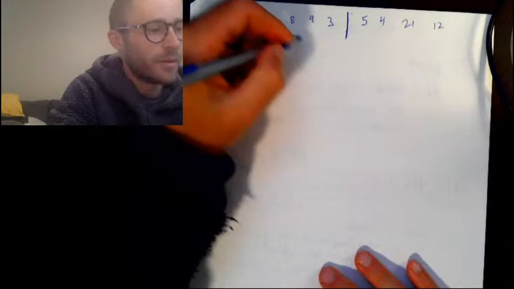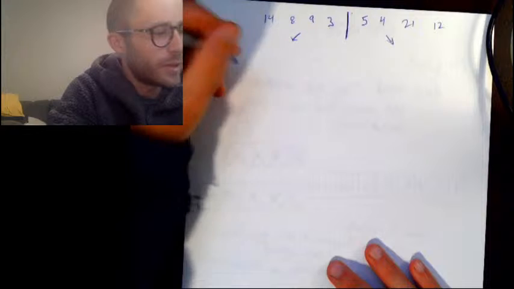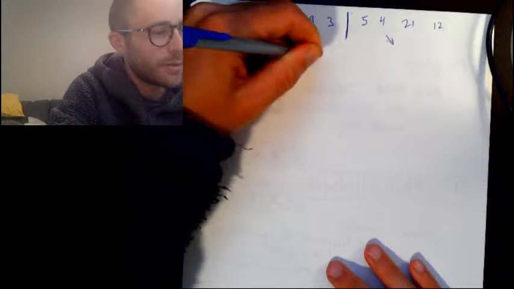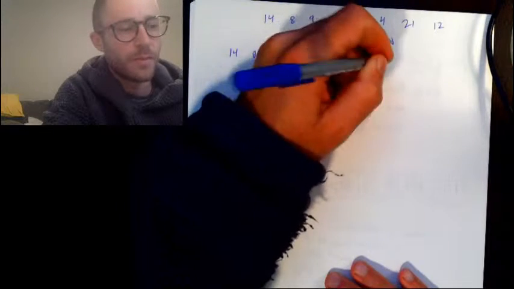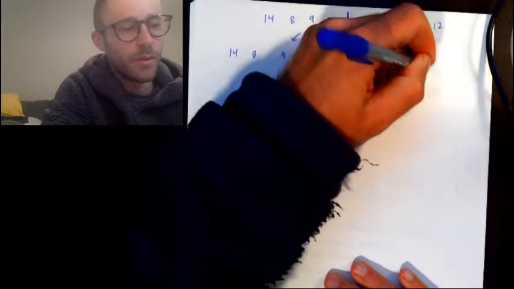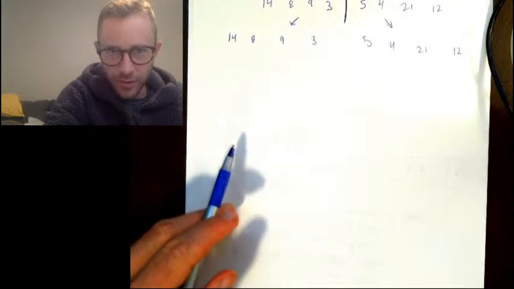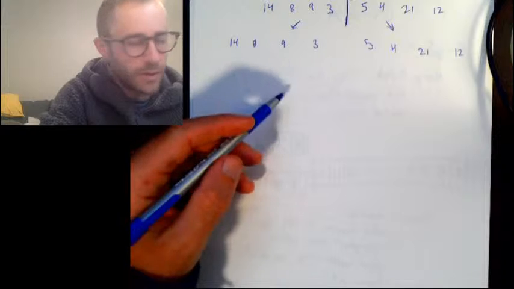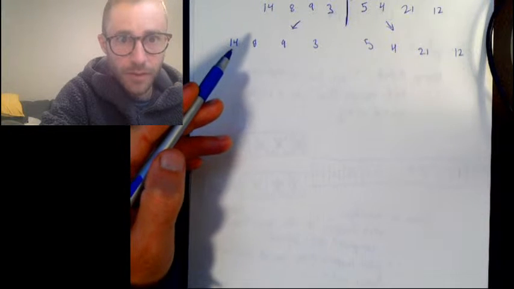And I'm going to run merge sort on each half. Okay, so now I'm going to run merge sort on 14, 8, 9, 3. And I'm going to run merge sort on 5, 4, 21, 12. Okay, now this is not the base case. These arrays both have a length that is greater than 1. So I'm going to split the arrays in half and call merge sort on those.